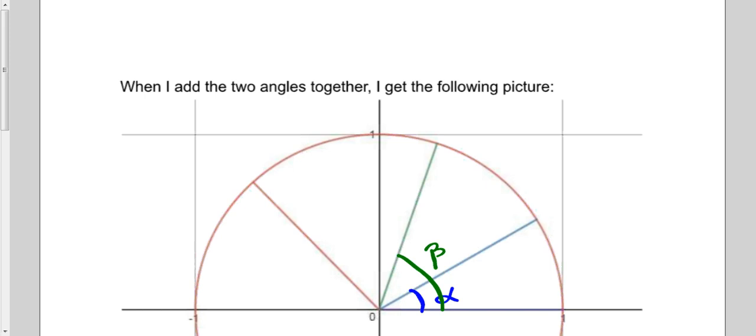Why do I call these alpha and beta? Why not A and B? Well, I typically use Greek letters when I'm doing angle measures in trig. And these are Greek letters. Alpha looks like an A, don't it?